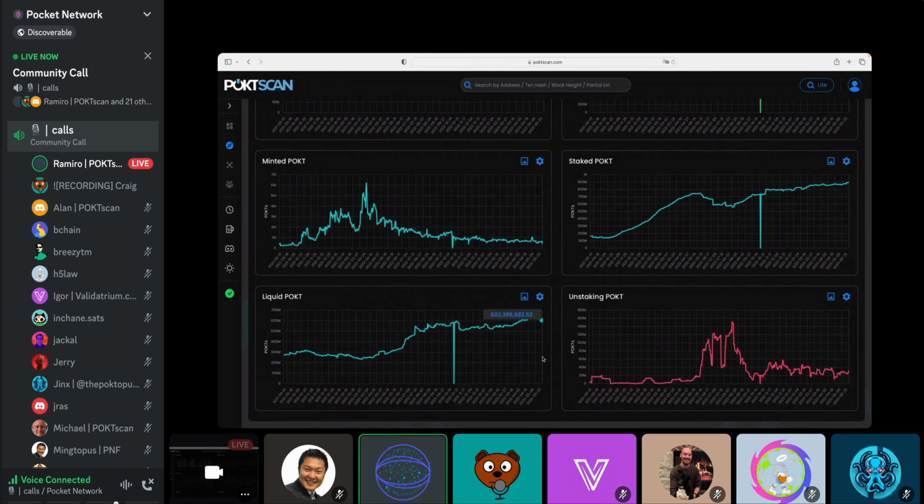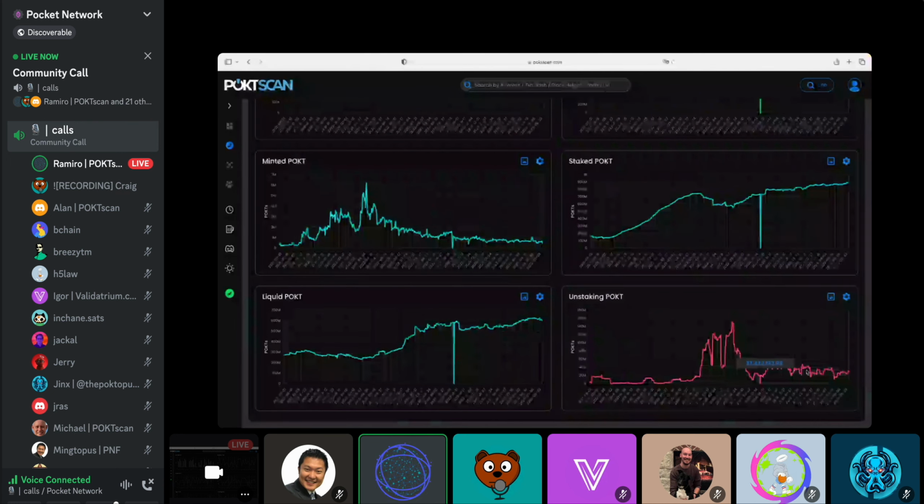Also, we have the unstaking Pocket, and this is the last of the graphs. The unstaking Pocket is all the Pocket that's in the 21 day unstaking period, and we see that this spike of unstaking started right after the peak of staked Pocket, and probably due to the fall in price. And right now it is stabilized. It's always a little noisy. It has almost no trend normally, and this is all probably changes of node providers and stuff like that.